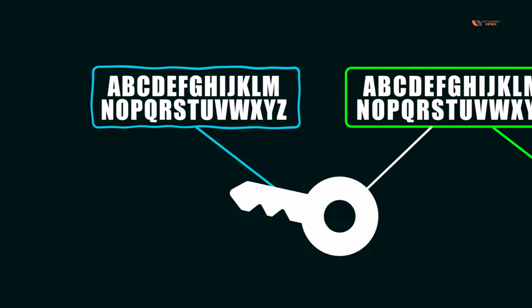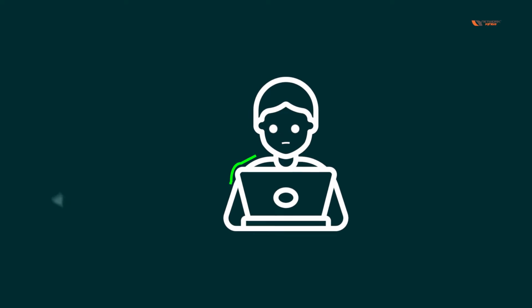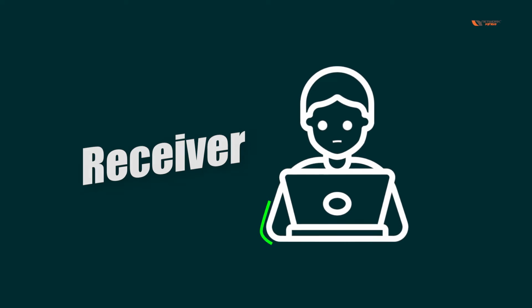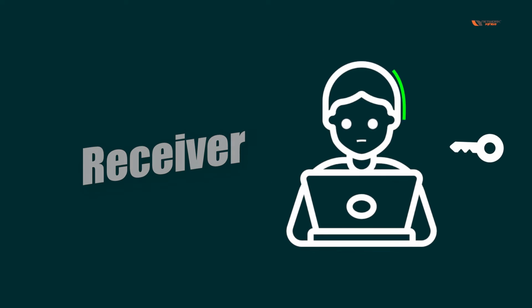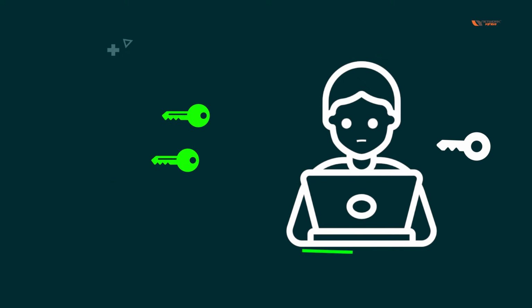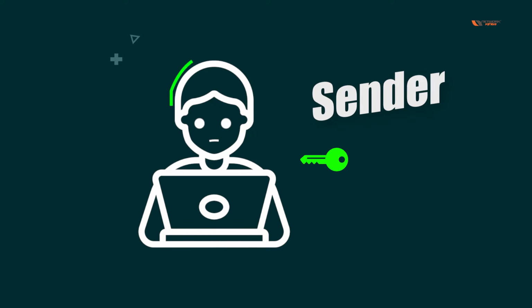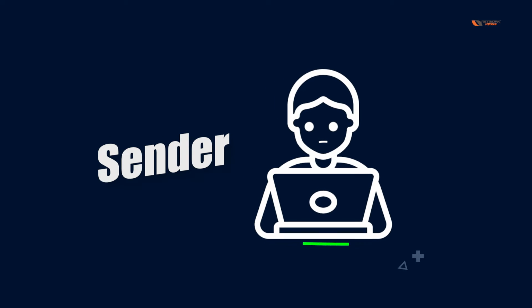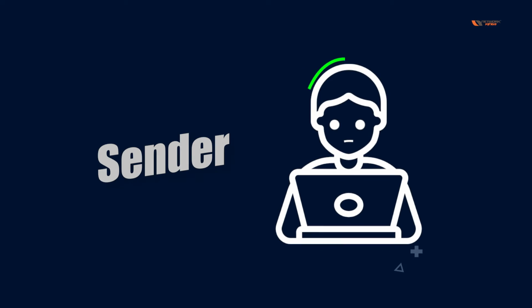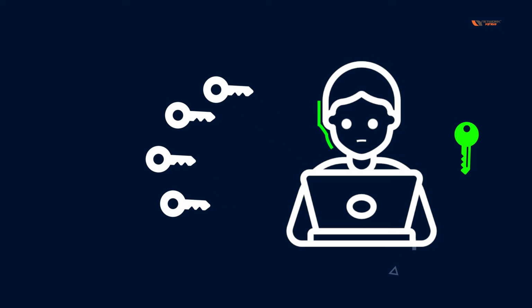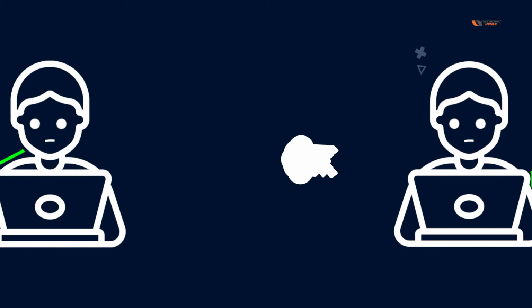In the first case, the receiver is going to generate the keys. The receiver would keep the private key with themselves and give their public key to the sender. This way, confidentiality will be ensured. In the other scenario, where I, as a sender, generate the keys, I'll keep the private key with myself and give my public key to the receiver.